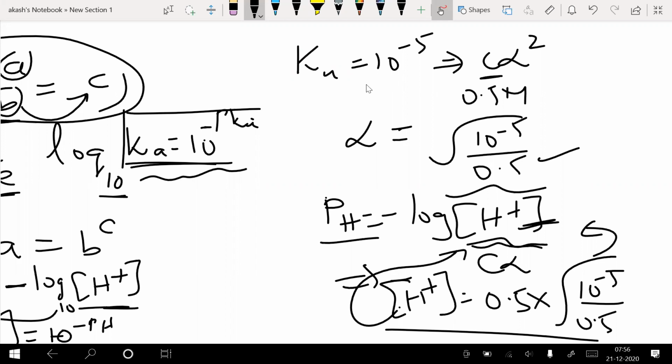Okay, repeat the question. 200 ml of an HCl solution of pH equal to 2 is mixed with 300 ml of NaOH solution of pH equal to 12. That's it. They're mixing these two solutions. Now they're asking you, what is the pH of the resultant solution?